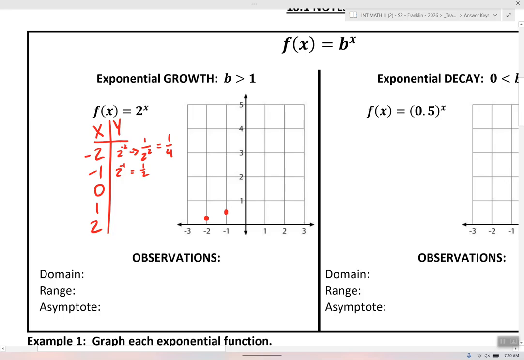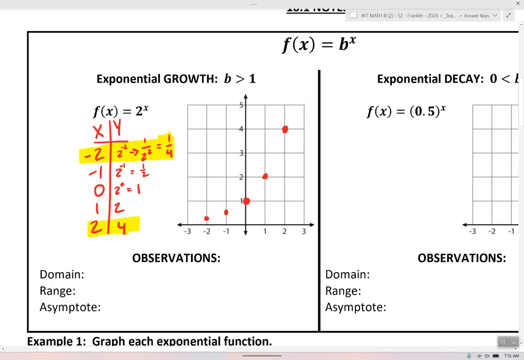For 0, anything to the 0 power is 1. So 0, 1. Now that's always going to be a point, 0, 1, unless you have addition or subtraction after the power. For 1, 2 to the first power is 2. And for 2, 2 to the second power is 4. So notice how the positive and negative inputs sort of give you the reciprocals. So we have 4 and 1/4, we have 2 and 1/2, and then 1 in the middle.